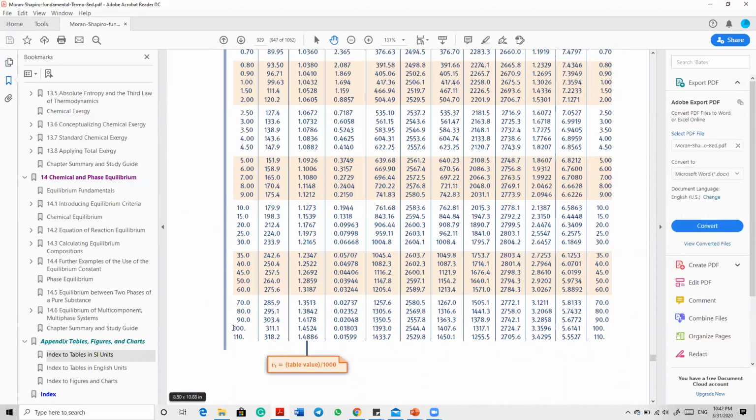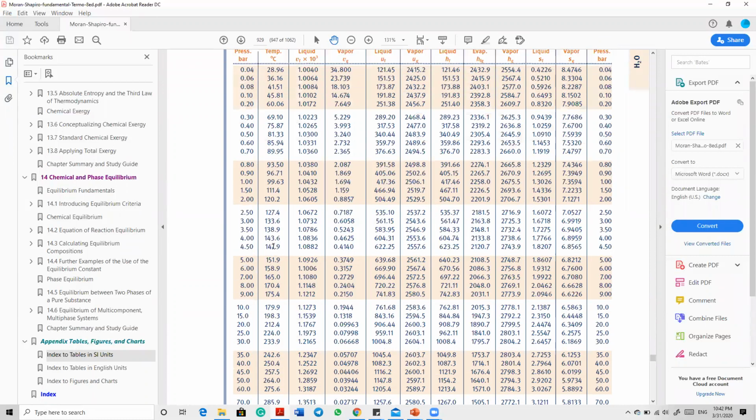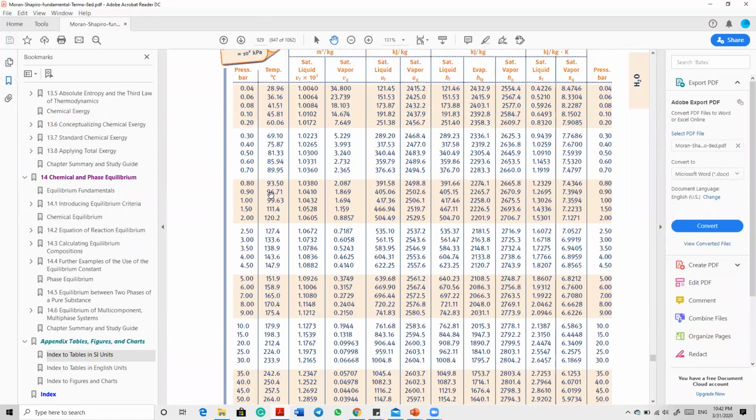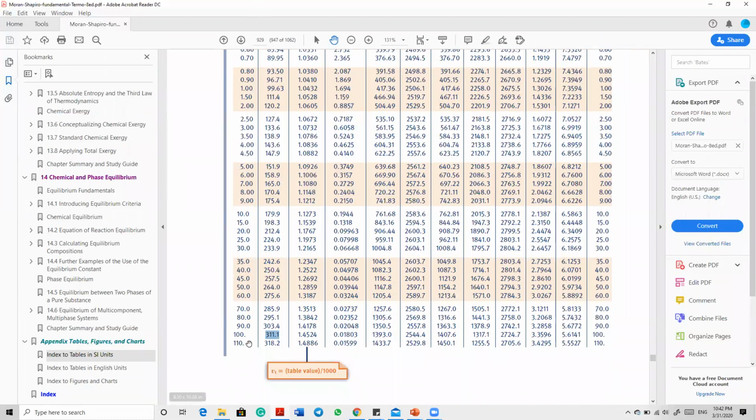Here it is. I have 100 bar here, and at 100 bar, I should check the second property, which is temperature. Look here. What is this temperature? This is the saturation temperature. If at 100 bar or 10 megapascal, the temperature is 311, then it is saturated water.